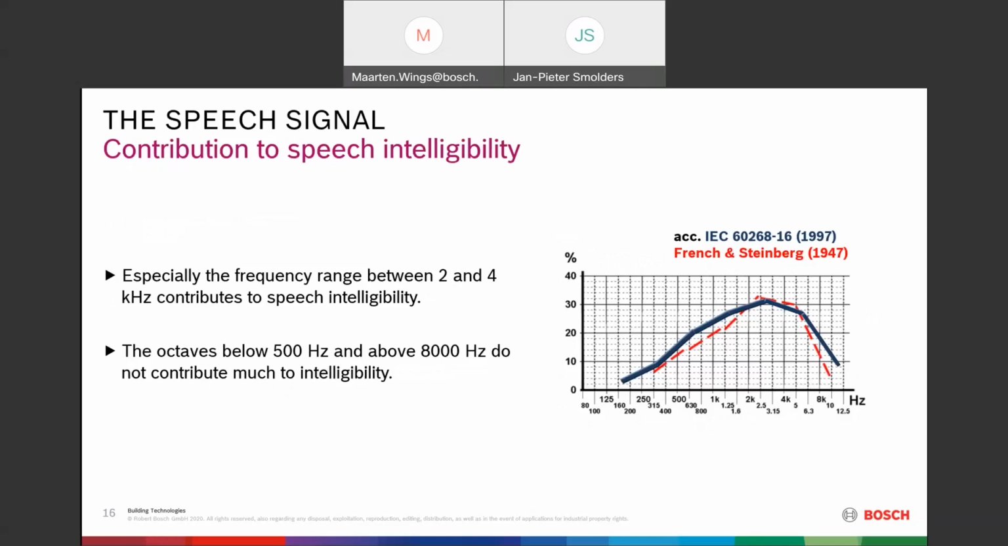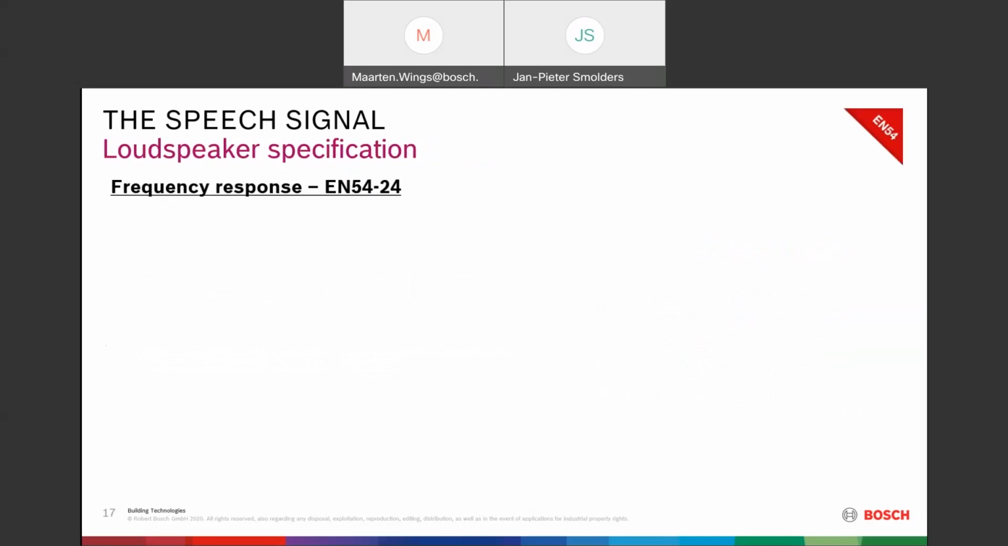Now the frequencies, like I said, between 2 and 4 kilohertz, they are contributors to the speech intelligibility. The other frequencies, so frequencies below 500 hertz and above 8000 hertz, do not contribute to the intelligibility that much.